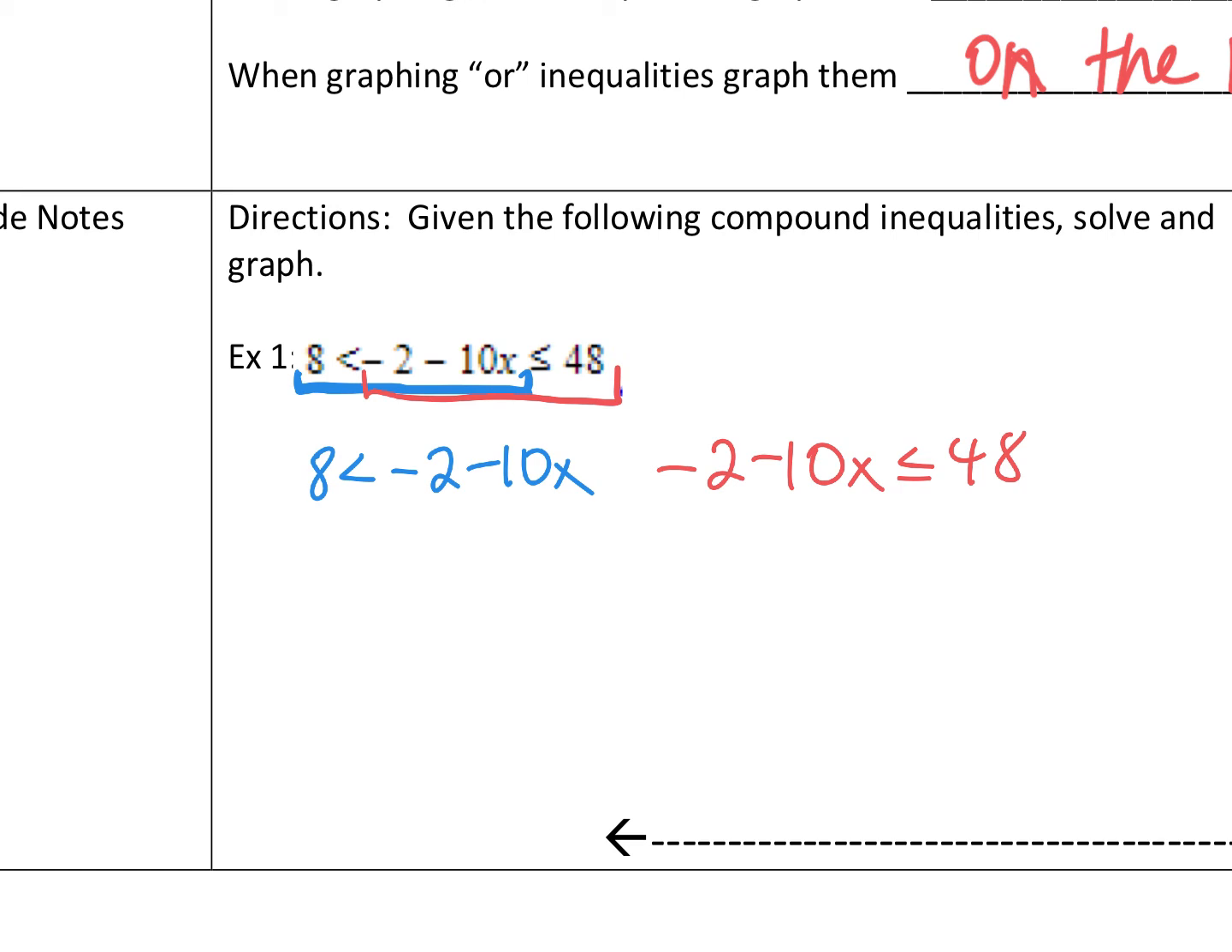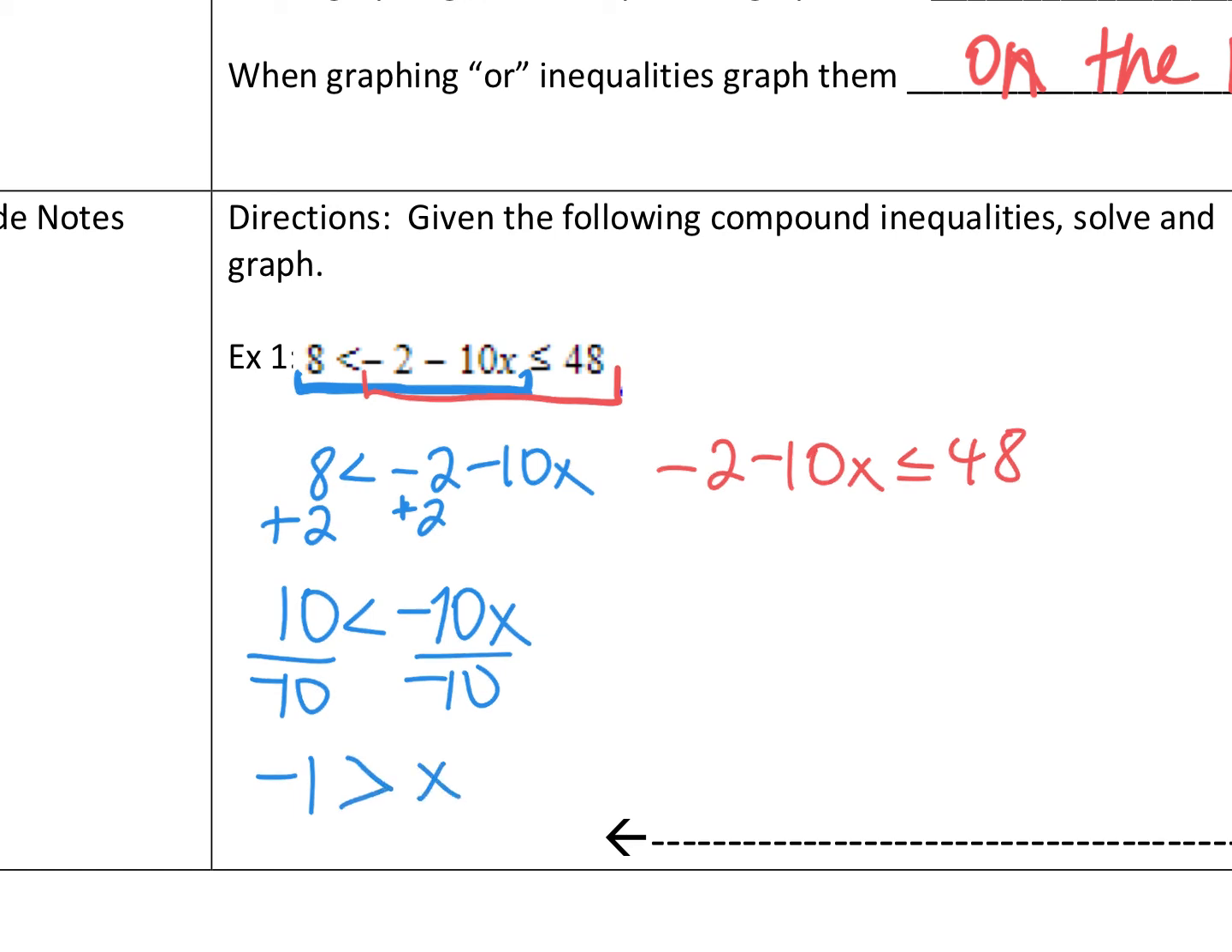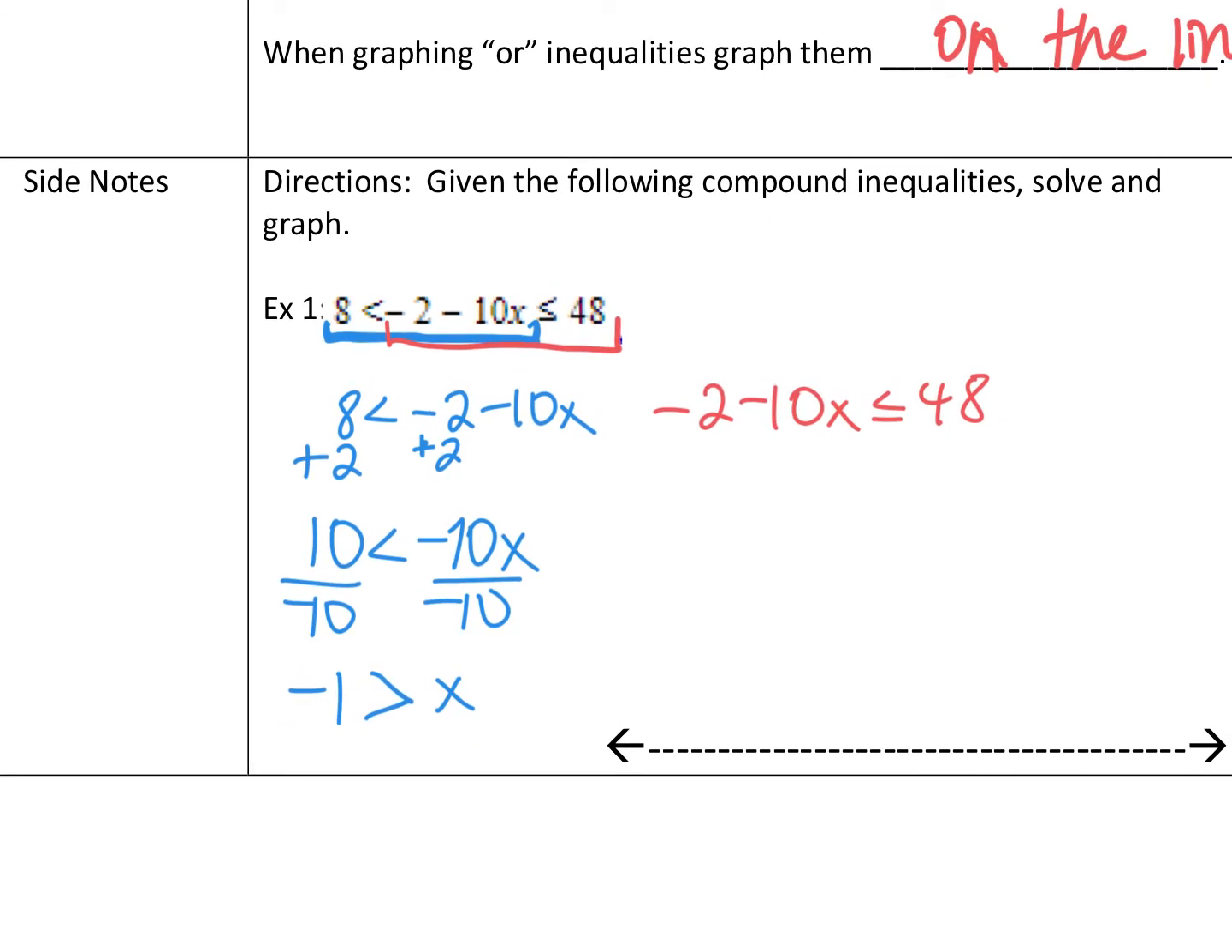So the first thing we need to do on the left problem, add the 2. 8 plus 2 is less than the -10x. Then I need to divide by -10. What happens when I divide by -10? -1 is x. Good. And if I wanted to write that with the x on the left, just because that is kind of the preferred way to write it, what would it look like? If the x is going to be on the left, x is less than -1.